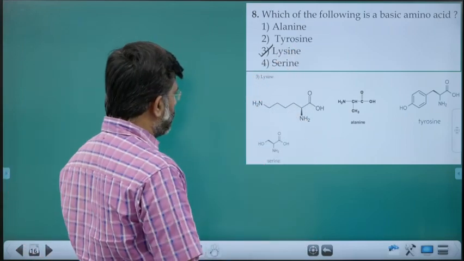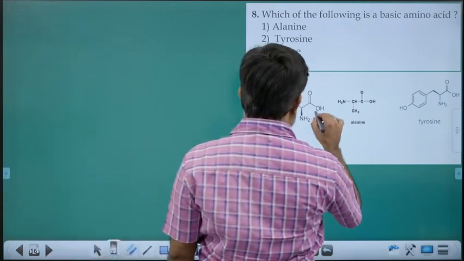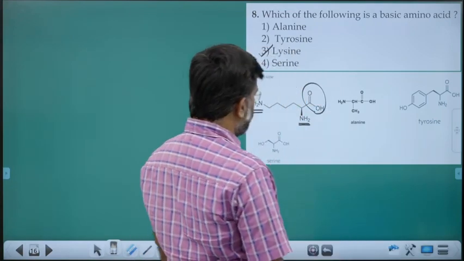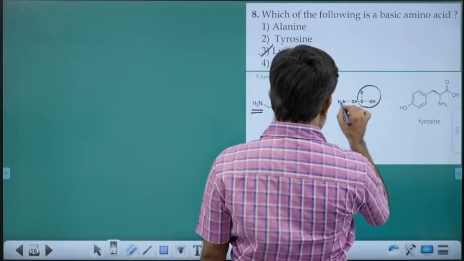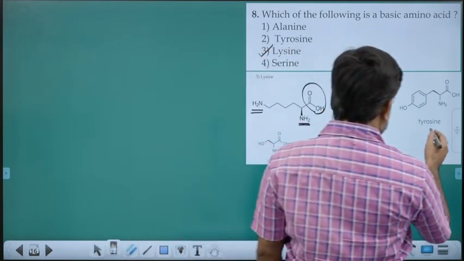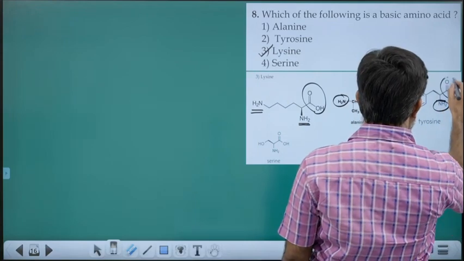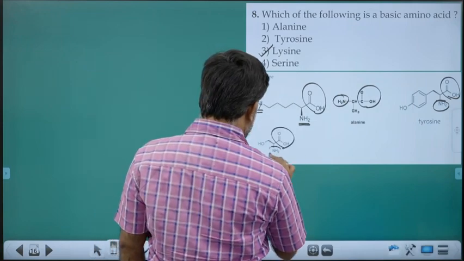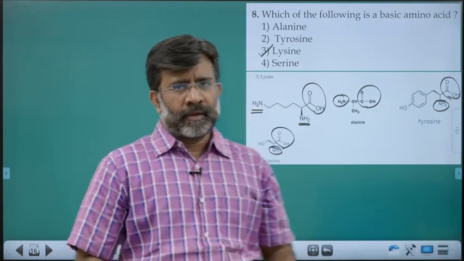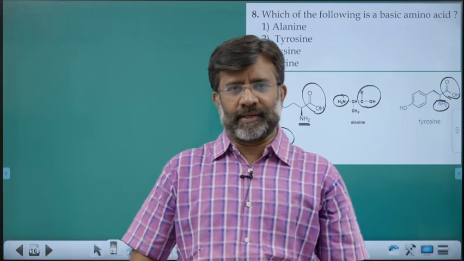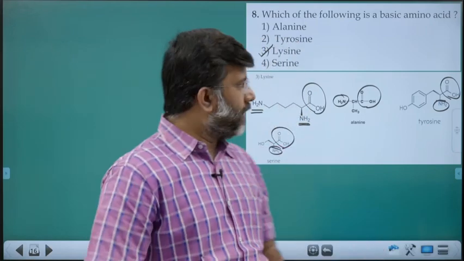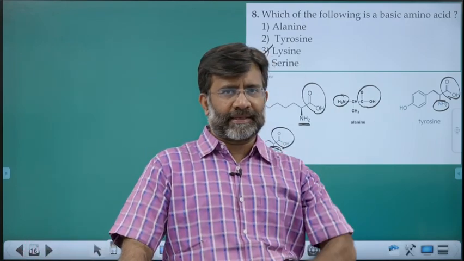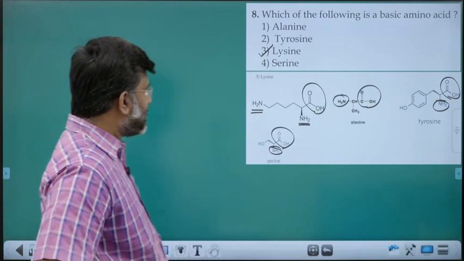Lysine is a basic amino acid, and this is the structure of lysine. There is one COOH group, while you have two NH2 groups, so it is basic. What about alanine? There is one acidic group and one basic group, neutral. What about tyrosine? There is one NH2 group, one COOH group, that is neutral. What about serine? One COOH group, one NH2 group. So all others are neutral, while lysine contains two NH2 groups, one NH2 group extra. Okay, next.